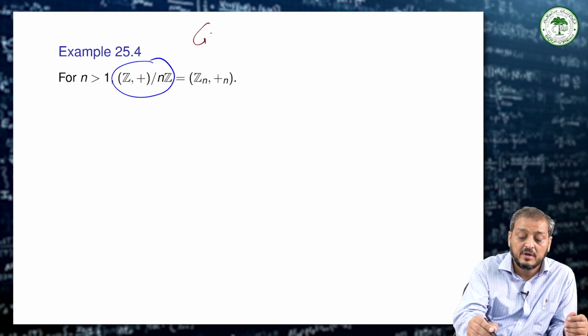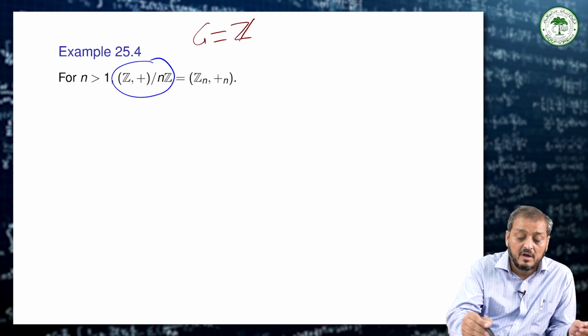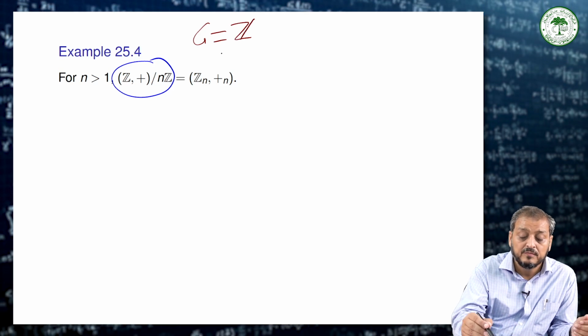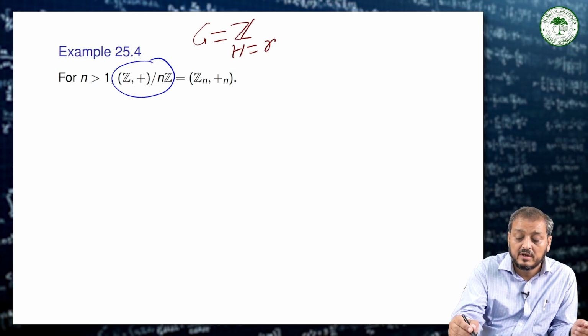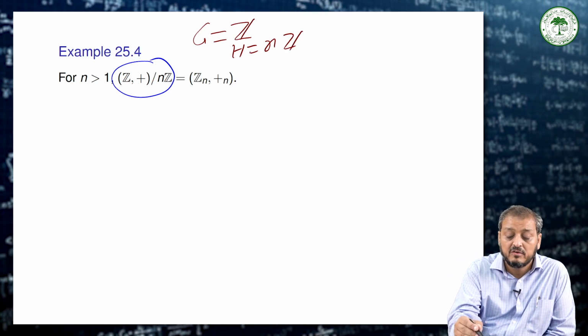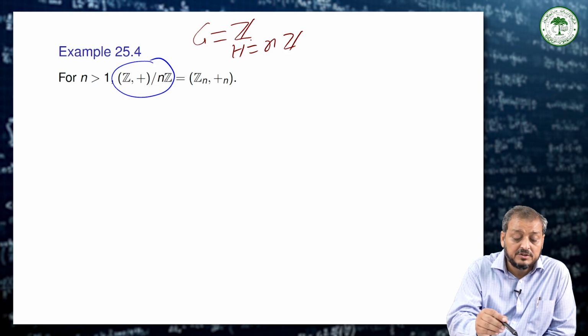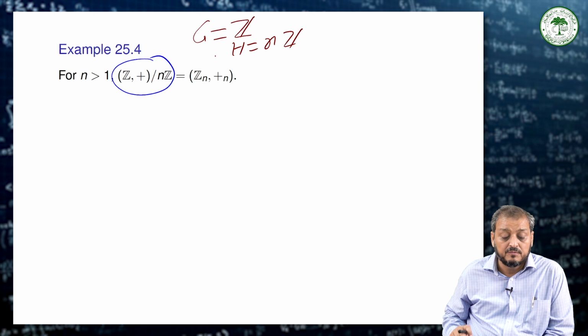Let G be the set of integers, and take H equal to nZ. Now you can clearly verify that this H is normal in G. So we have to show that it has this form.